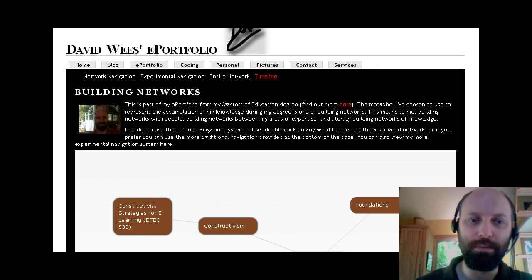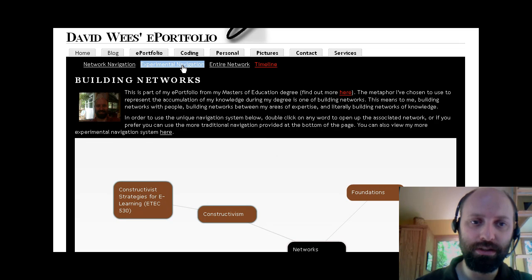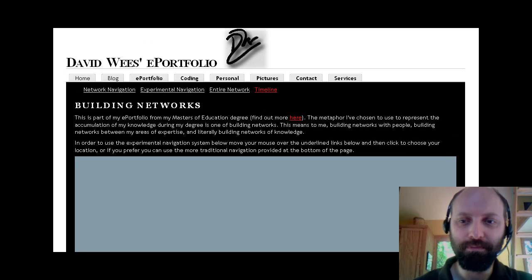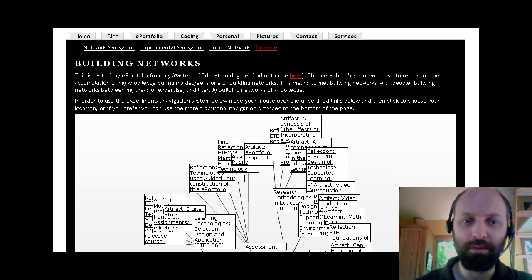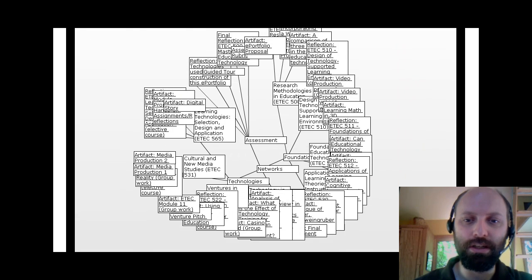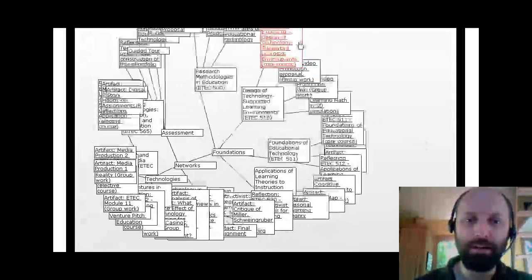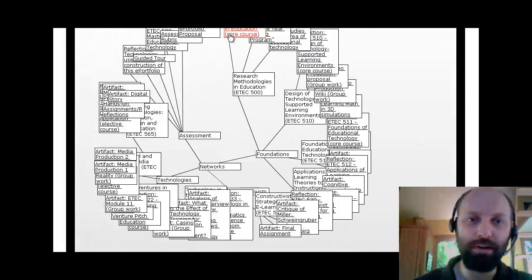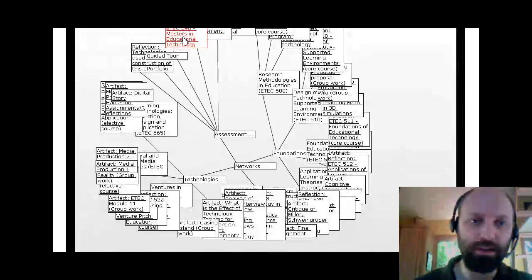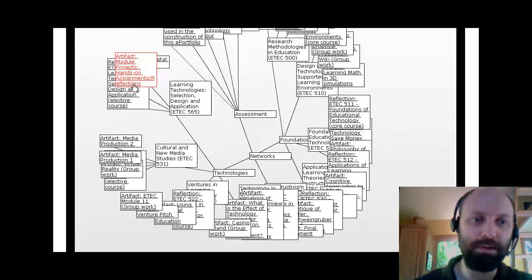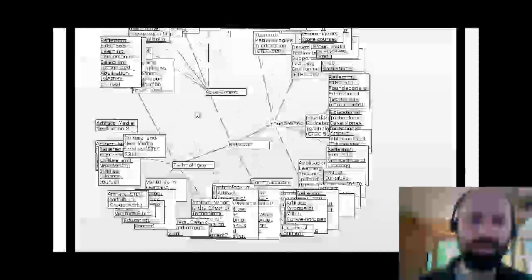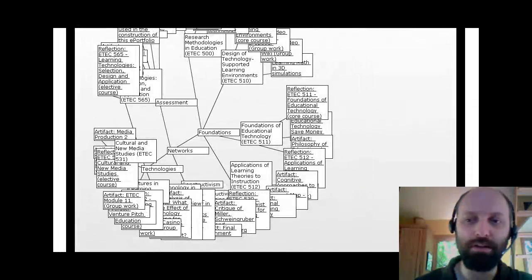Another portion of the website, another variation on this, is my experimental navigation. This type of navigation lets you see the entire web structure at once. It's a little hard to use. It's not really intended to be a pure navigation. The objective here is to be able to see the entire structure, the network structure that I've created as a result of my program.